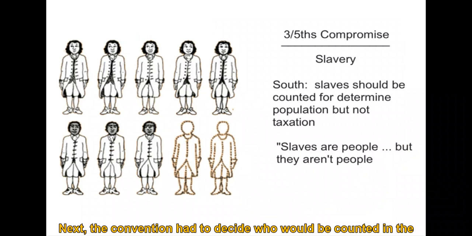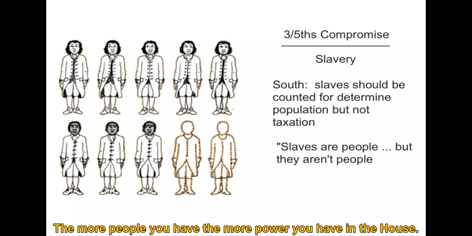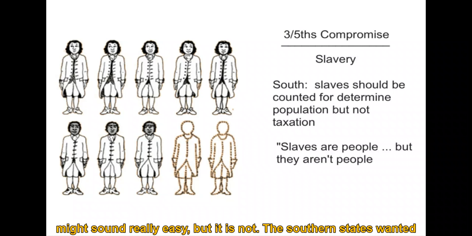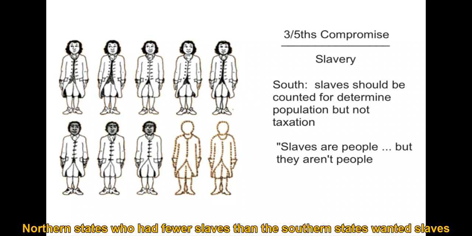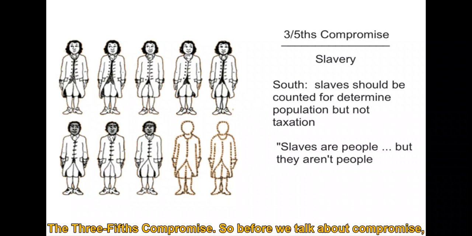Next, the convention had to decide who would be counted in the population of each state. Obviously, the counting of population is really important. The more people you have, the more power you have in the House. So we've got to figure out how we're going to count people. And that might sound really easy, but it is not. The southern states wanted slaves to be counted towards representation, but not for taxation. Northern states, who had fewer slaves than the southern states, wanted slaves to be counted for taxation, but not for representation. After some debate, the delegates reached what was called the 3/5 Compromise.